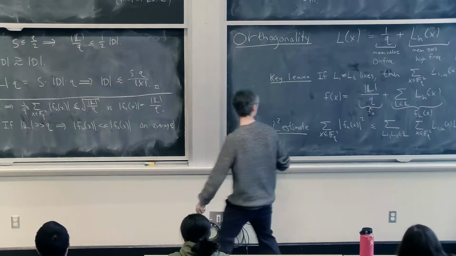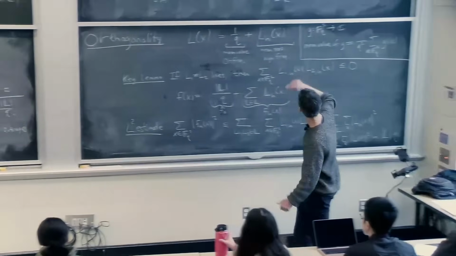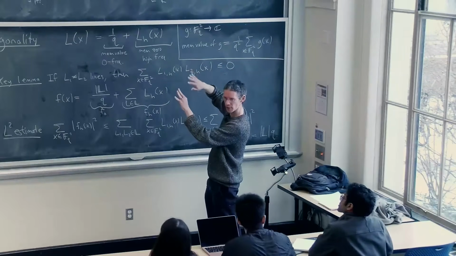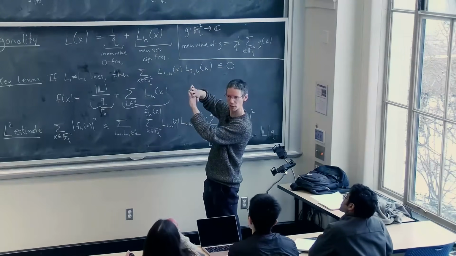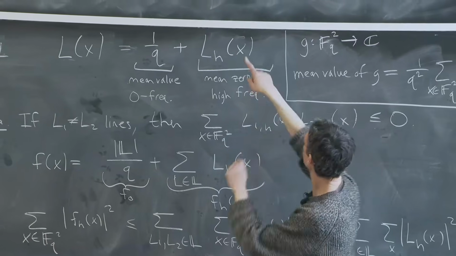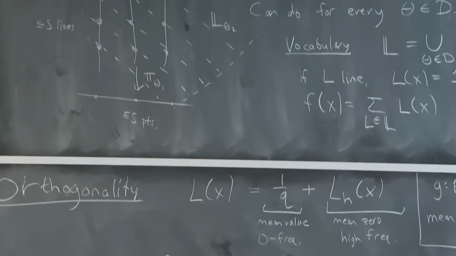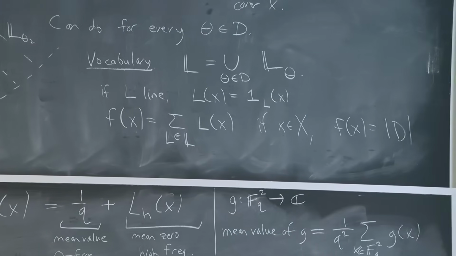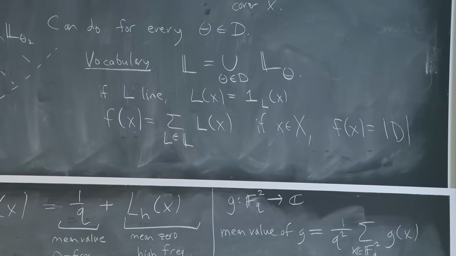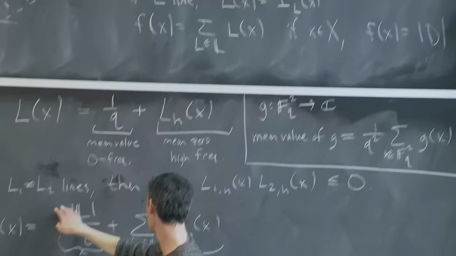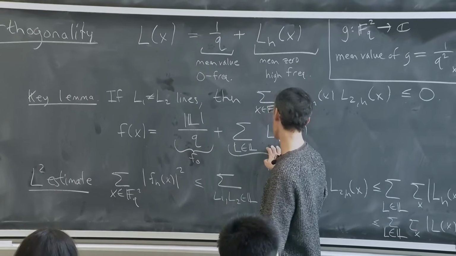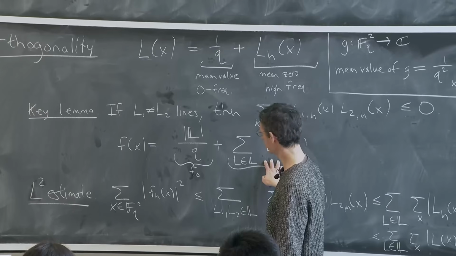Yeah. OK, so to recap a little bit, we have these lines going in each direction, and we have d directions. And we add up all the characteristic functions of the lines. So that's called f. And each point x is in a line in every direction, so f of x is d. Now we broke up f into two pieces, the constant piece, which was number of lines over Q, and then the mean zero piece, or high frequency piece.